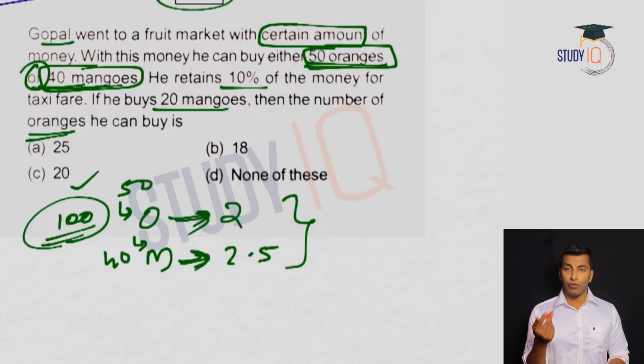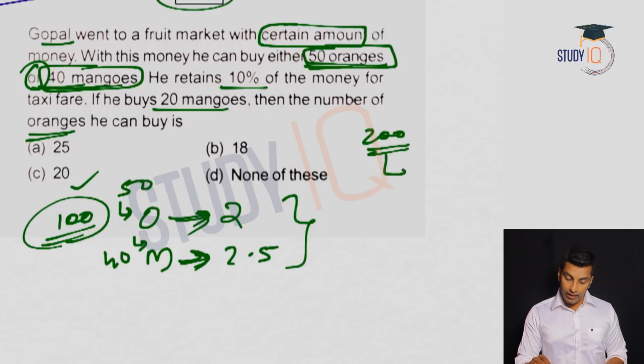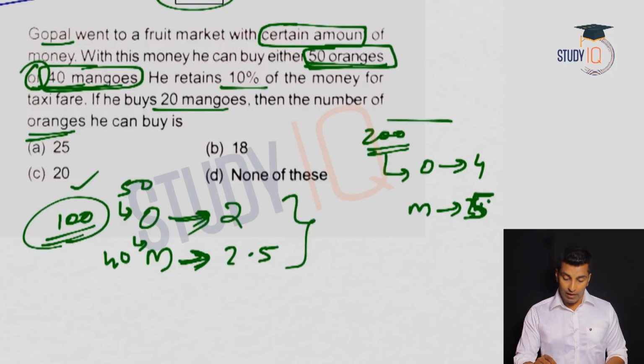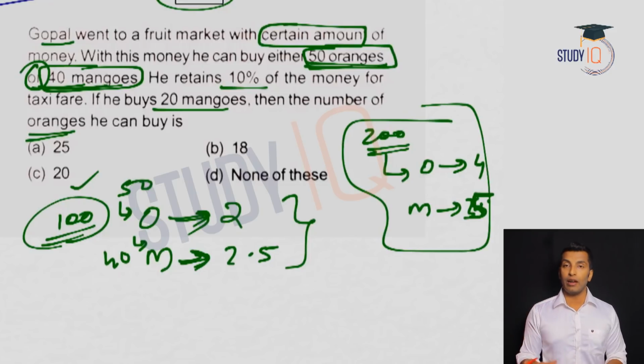Now instead of 100, if you want, you can take it as 200 also. Then the only thing is the price will change. Orange will become 4 and mango will become 5. If it is 300, that will be 6 and 7.5. If it is 400, 8 and 10, like that. Because 50 oranges and 40 mangoes will remain the same, whatever amount he is having. So to be on the safer side, I am assuming that 100 is what he is having.